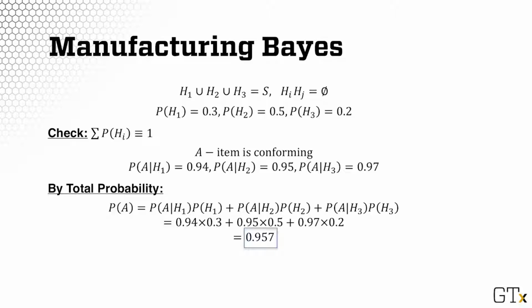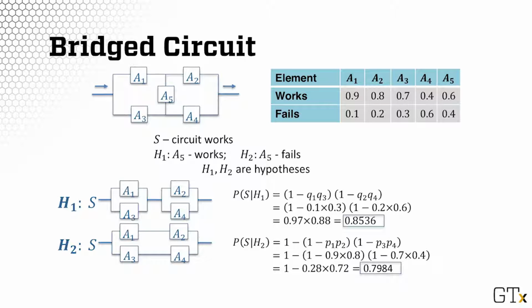So these are the hypotheses. The event A that we are interested in is that the item is conforming. And we do know the conditional probabilities. We know the conforming probability for machine 1, for machine 2, and for machine 3. These are given. Now, by the total probability formula, the probability that a randomly selected item, without information from which machine it came, is conforming is 0.957. So if you select an item at random, the probability that the item would be conforming is 95.7%.